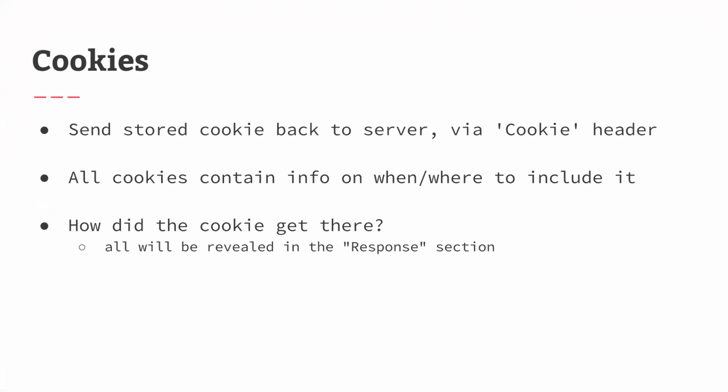A verb. What's an example verb? Get. Okay. What else is part of the request? Headers. Example header. Date. Okay. The URL. What are some pieces of the URL? Query string, fragment identifier.